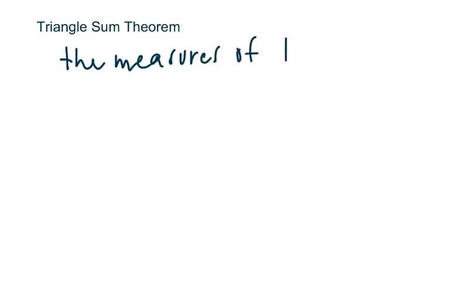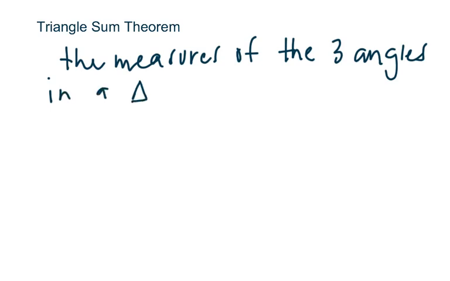So moving on, the next property we want to know about triangles is called the triangle sum theorem. And this is pretty straightforward. This theorem is just saying that the measures of the 3 angles in a triangle add up to 180 degrees.